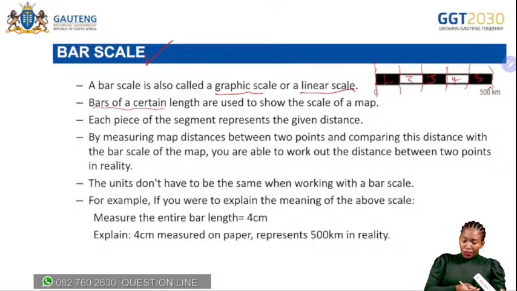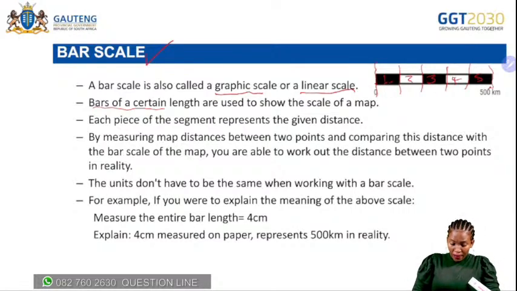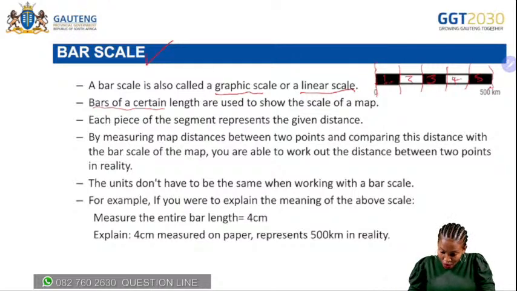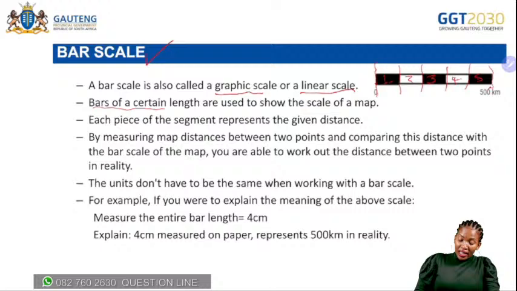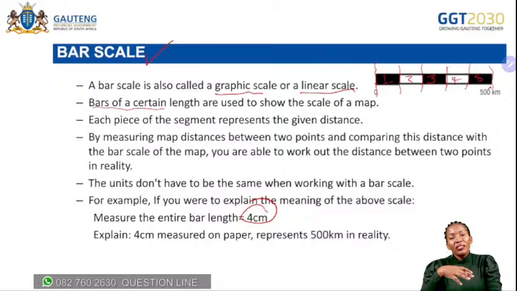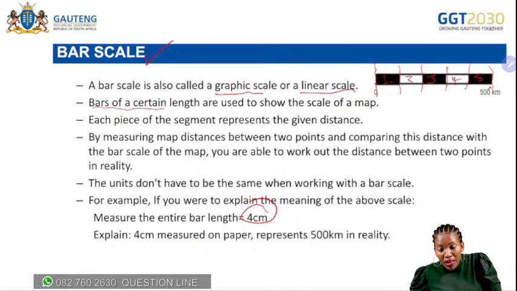Now, guys, if we were to explain the meaning of this scale, you are going to take this ruler, and I'm going to use the section of centimeters, and then I place it here on the bar. When I place it here on the bar, I got 4 centimeters. So when you explain a bar scale, you basically explain what you have done. What did I just do now? I took my ruler, I measured the bar, and I measured 4 centimeters. What does that mean? It means 4 centimeters measured on the map represents 500 kilometers in reality. Done. You've explained your bar scale.